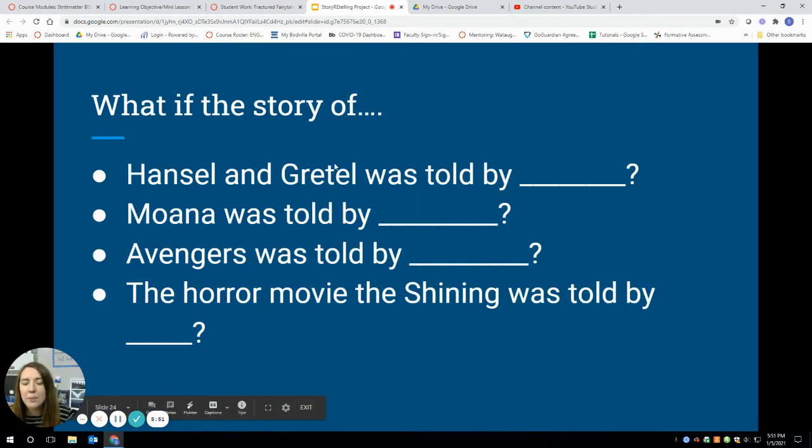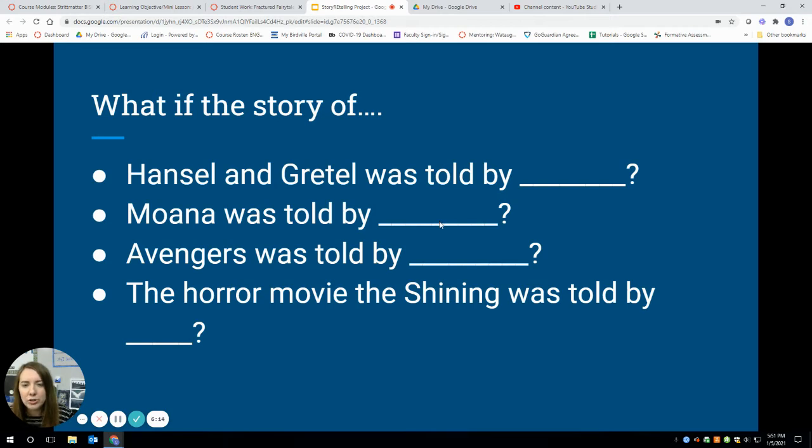So I want you guys to think about some what if questions here. You can fill in your own blanks, or we can just talk about these. So what if the story of Hansel and Gretel was told by the witch instead of the kids, and she was the actual hero? Maybe she thinks the kids are evil. That changes the whole story, right? What if Moana was told by Hei Hei? What if Moana was told by Maui? What would he have to say about things?